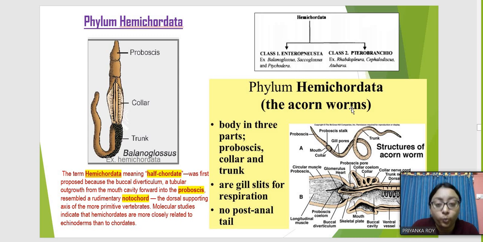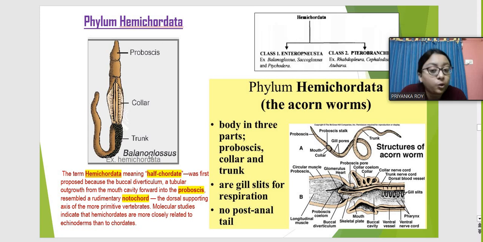known as acorn worms. And also there are two classes to it, Enteropneusta and Pterobranchia. There are a few examples given here, and this is the basic structure of a balanoglossus, which is a very good example of phylum Hemichordata, and these are the structures of the acorn worms. So just before the non-chordates end and the chordates begin, there is this phylum called Hemichordata, and after that we will move on to phylum Chordata.